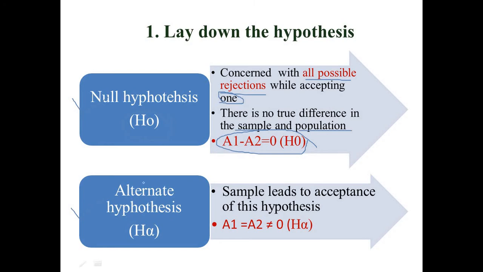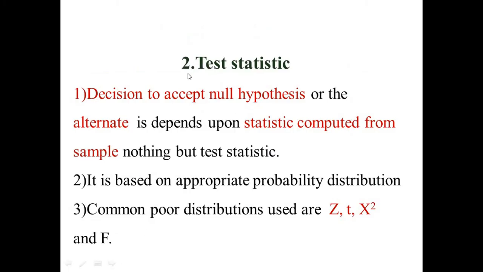The other hypothesis is the alternate hypothesis, and that leads to the acceptance of this hypothesis. So what type of samples are we using? We are accepting that there is a significant difference. Then the next important step is to test the statistic. It is nothing but the decision to accept the null hypothesis. In the last slide we studied what the null hypothesis is. There is a 99% rejection of the hypothesis.